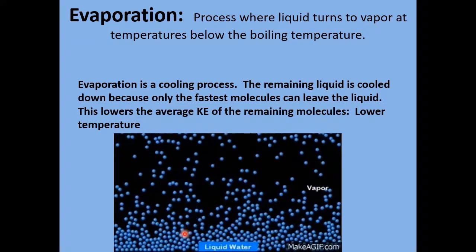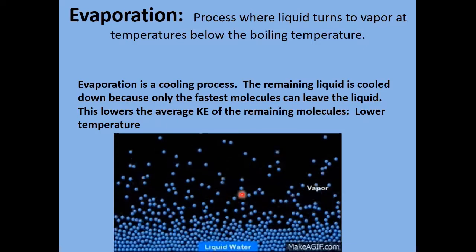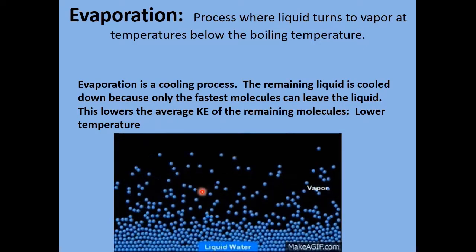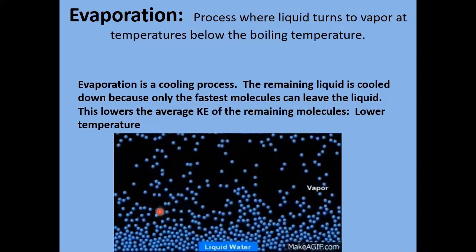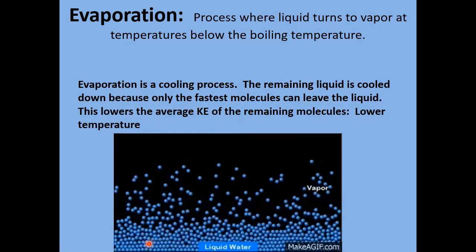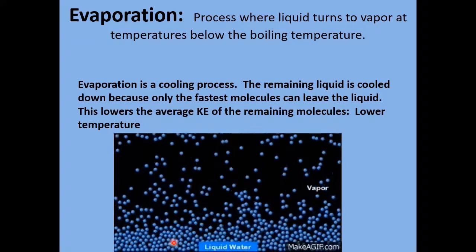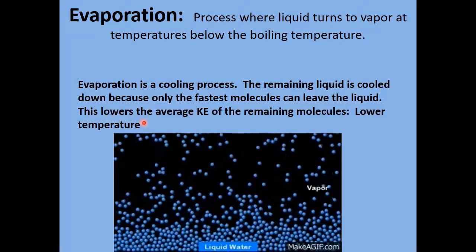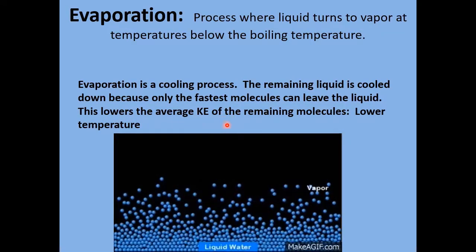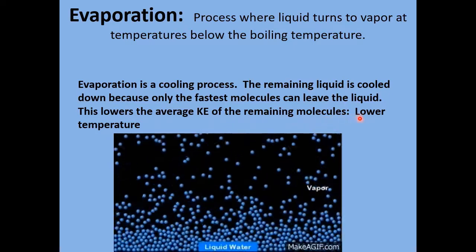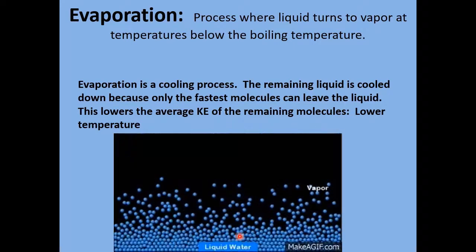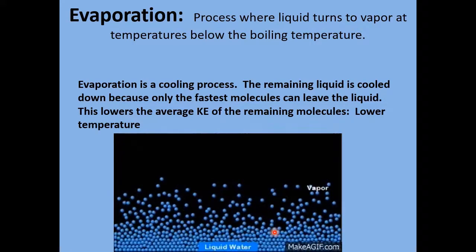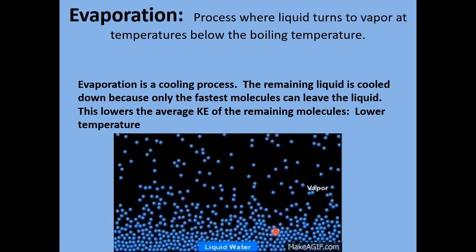Now, this is a cooling process because think about which molecules are leaving the liquid. It's the ones that were moving the fastest. So this is sort of a selection process. What's left behind is water with molecules that are moving slower than at the initial start. So this is lowering the average kinetic energy of the remaining molecules, and this therefore lowers the temperature of the water. So evaporation is a cooling process. It cools down the object from which the water is evaporating.